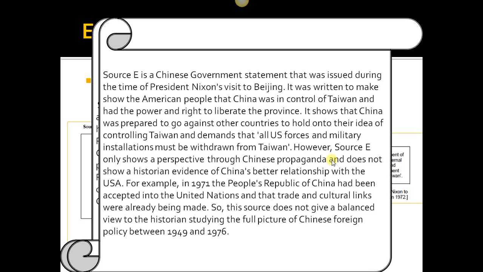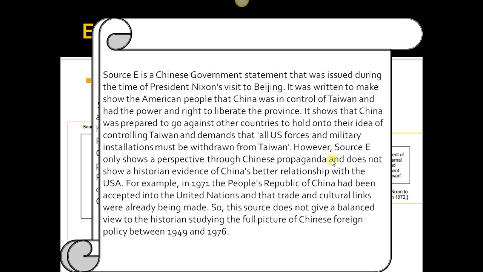Okay, it shows that China was prepared to go against other countries to hold on to their idea of controlling Taiwan, and demands that all U.S. forces and military installations must be withdrawn from Taiwan. I've simply used what is called a soundbite, or a little quote from that source, to show that I'm aware of that. However, source E only shows a perspective through Chinese propaganda and does not show a historian evidence of China's better relationship with the USA.